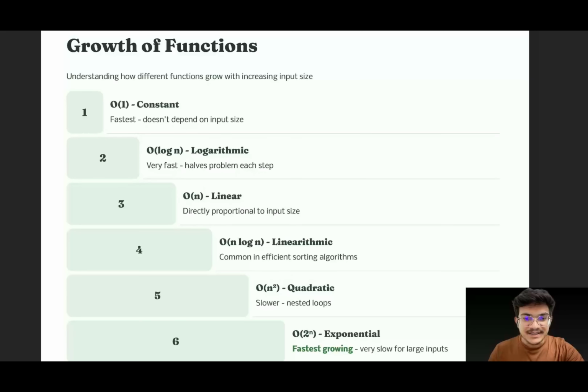So we see here the growth of functions. We can see lots of functions. This slide shows how different time complexities grow as input size increases. So O(1) is the fastest, while O(n) and higher grow very fast and become inefficient for large inputs. So we always try to design algorithms with a lower growth rate.